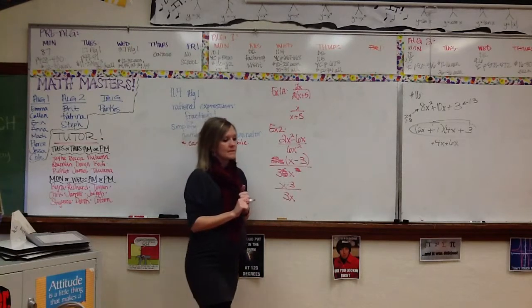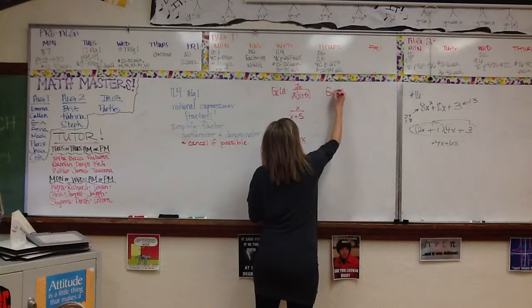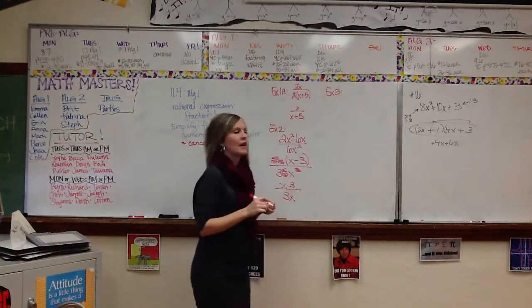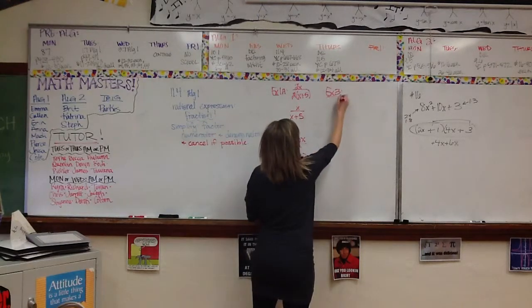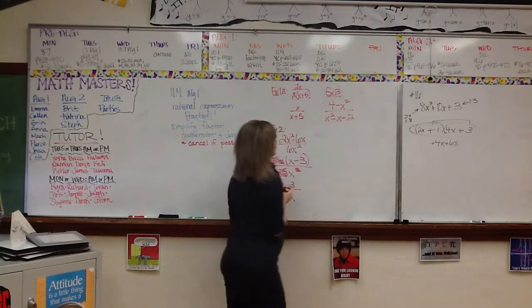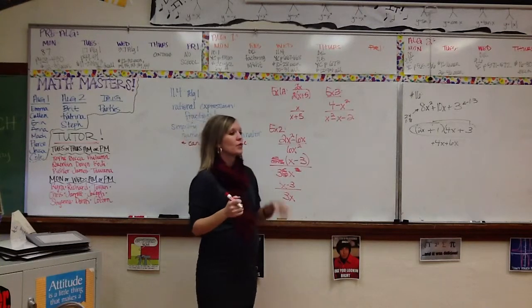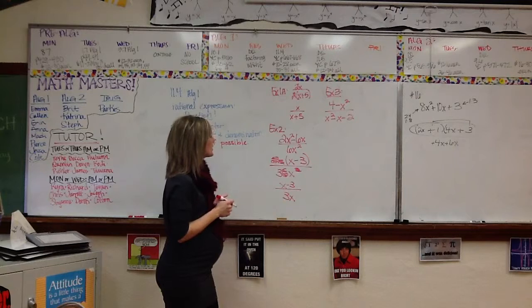Alright, let's look at example 3. Can you see everything on that screen? Yeah. Okay. Alright, you want to read that for me? 4 minus x squared over x squared minus x minus 2. Remember, before you start crossing things off, you have to factor, factor, factor.